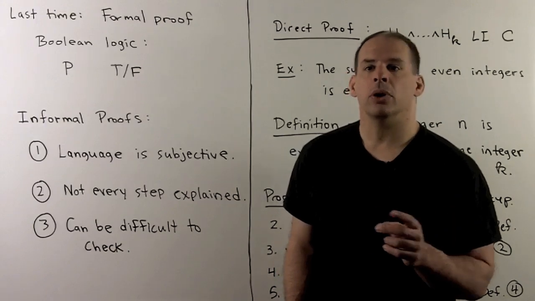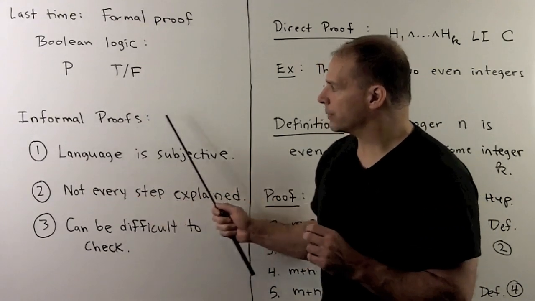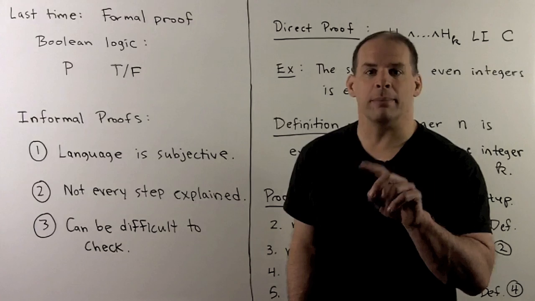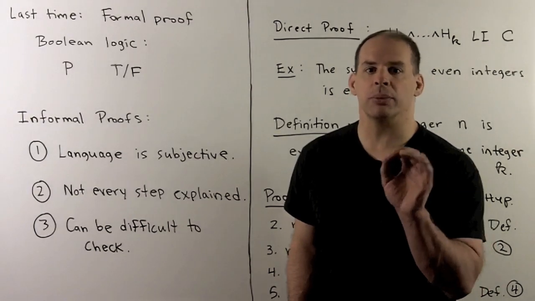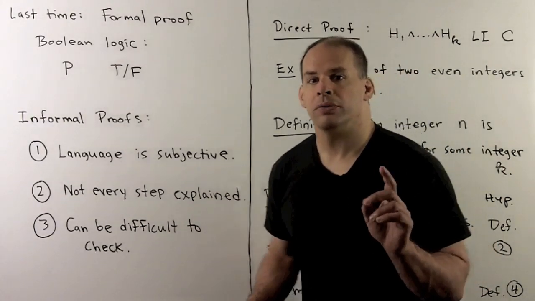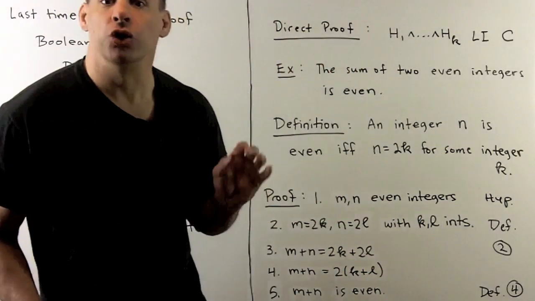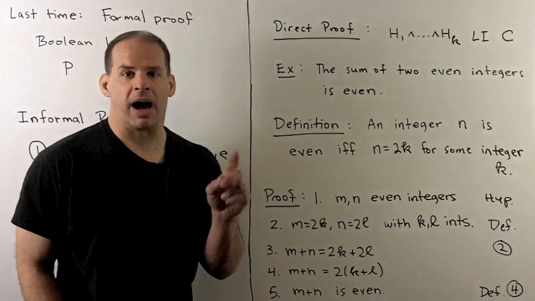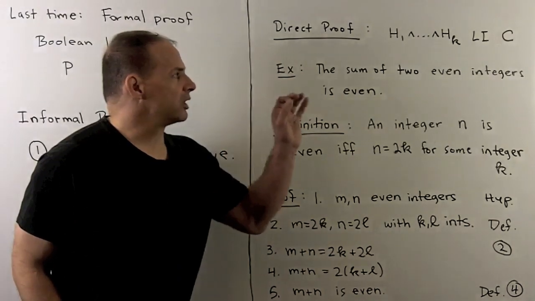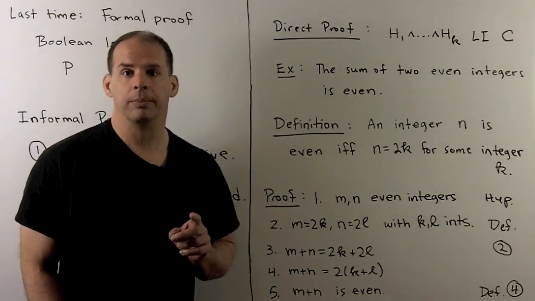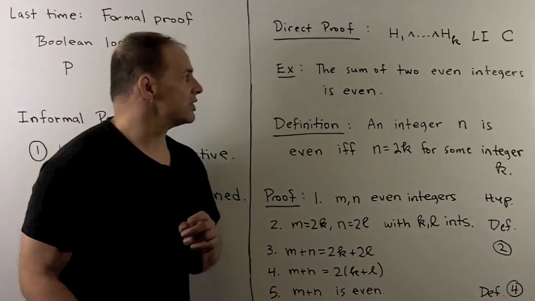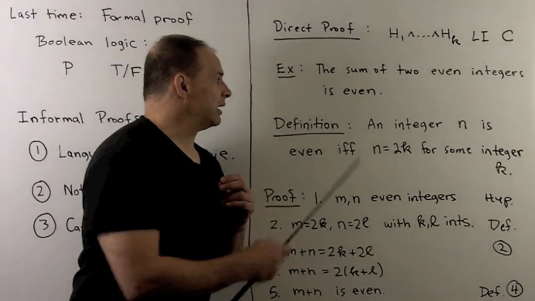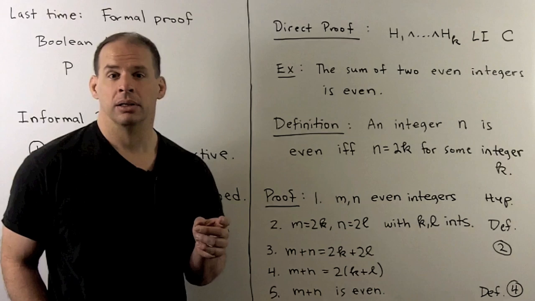Now, for informal proofs, we want to go through the different methods of proof. Some of these will be familiar. First, I have direct proof. This is just going to be taking a collection of hypotheses, showing that they logically imply the conclusion that we want. So for an example, let's consider: the sum of two even integers is even.